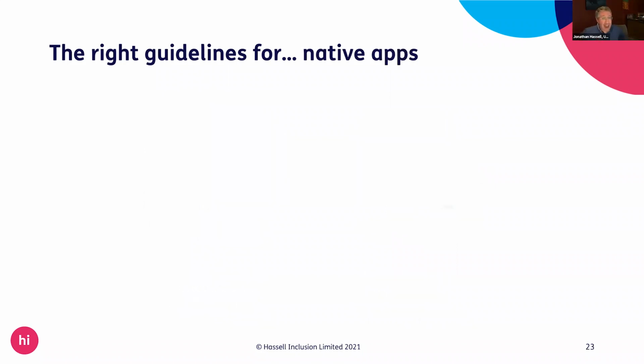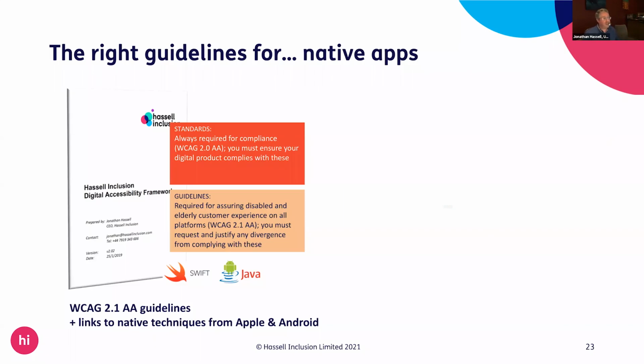If you're doing native apps, things are rather different. As I say, you're coding in Swift, you're coding in Java. You've got those standards from Apple and Android, and you're trying to work out how they hook in with the stuff that, if you don't follow along with, you could be sued, which is the WCAG stuff. So what you need is to bring together WCAG, notably 2.1 AA, because we're talking mobile here, with the techniques that you would get from Apple and Android.